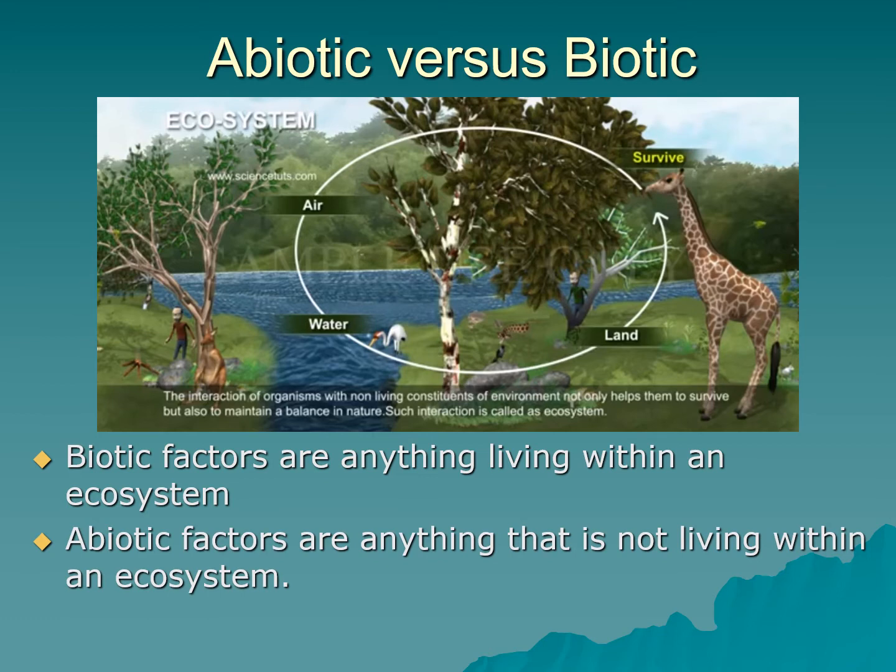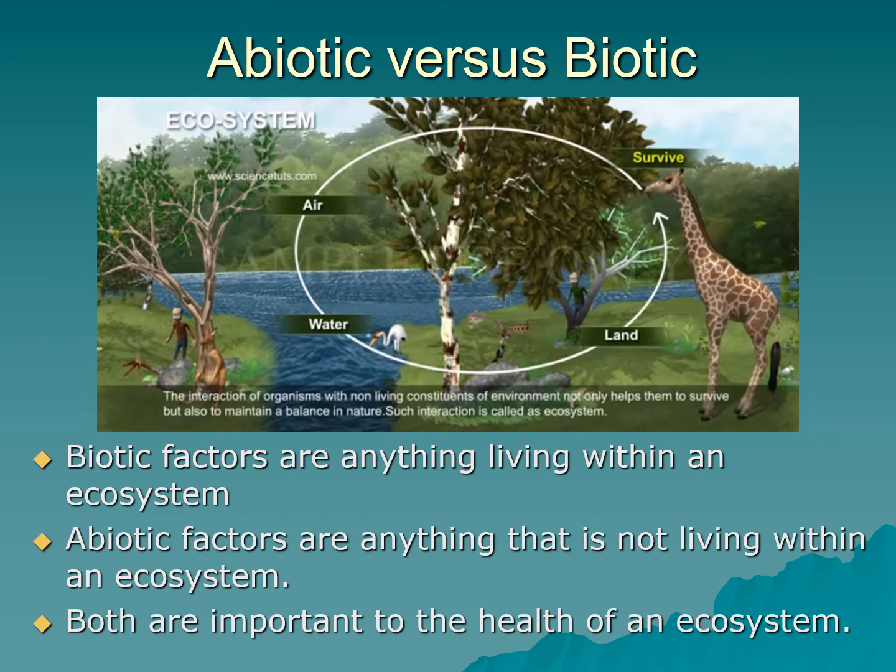Abiotic factors are anything that is not living within the ecosystem. So this would include water, air, land, space, amount of sunlight. Those are all abiotic factors. Those are just two good terms to kind of get your head around. They're not too hard. Bio means life, okay? So if it's biotic, it's living. If it's abiotic, abio means without life. Both are important to the health of an ecosystem, however. You can't have life without having access to abiotic factors.